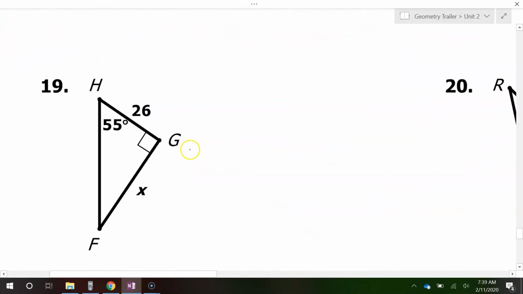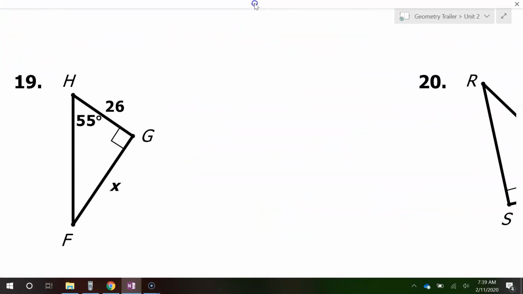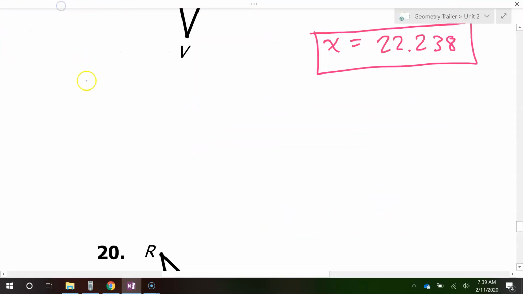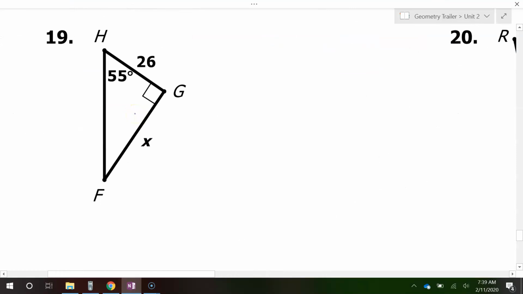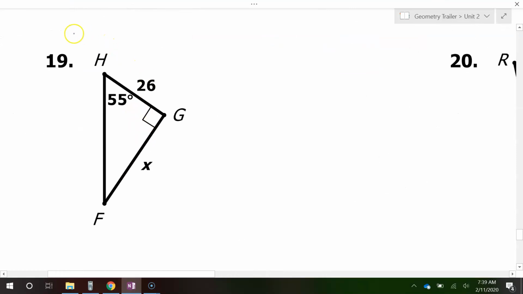Okay, so that was number 18. Number 19. All right, let's keep rolling with SOHCAHTOA. Where is the hypotenuse? It's across from the 90-degree angle, so this will be the hypotenuse right here.